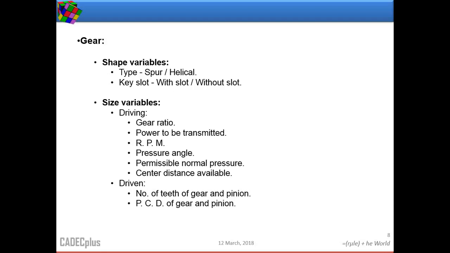The size variables are further divided into driving or independent and driven or dependent variables. The driving variables can be gear ratio, power to be transmitted, pressure angle, etc. The driven variables are the number of teeth of gear and pinion, PCD of the gear and pinion, and so on.